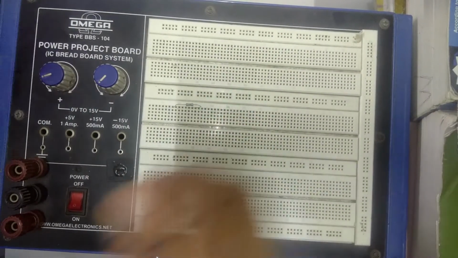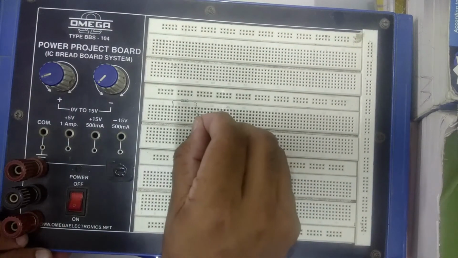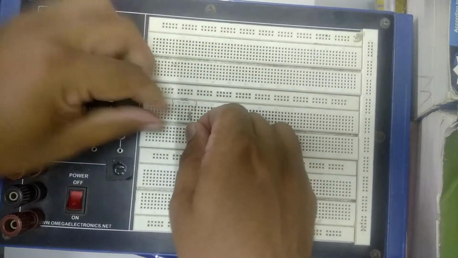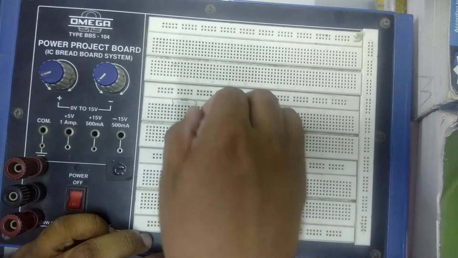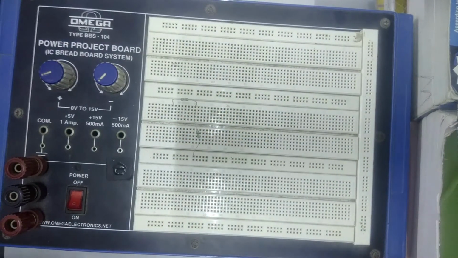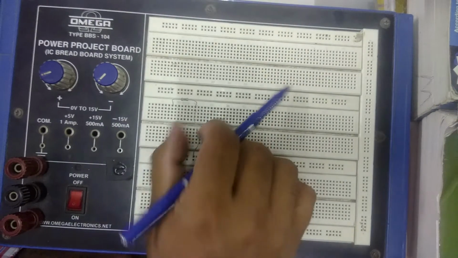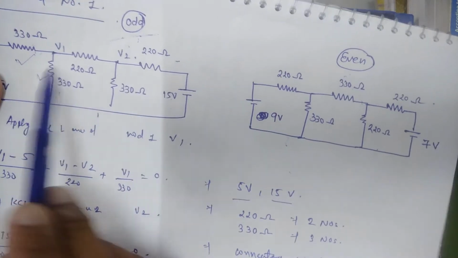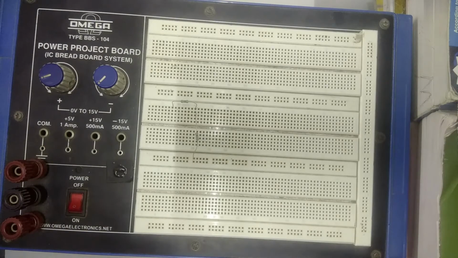The leg of this 330 ohm resistor is connected with another 330 ohm resistor. So I will take this 330 ohm resistor and connect it like this. I will connect in this way. I have connected the 330 ohm resistor in this way. Done. Then there is a 330 ohm resistor again connected. Now I want to connect a 220 ohm resistor, so I will take this 220 ohm resistor.